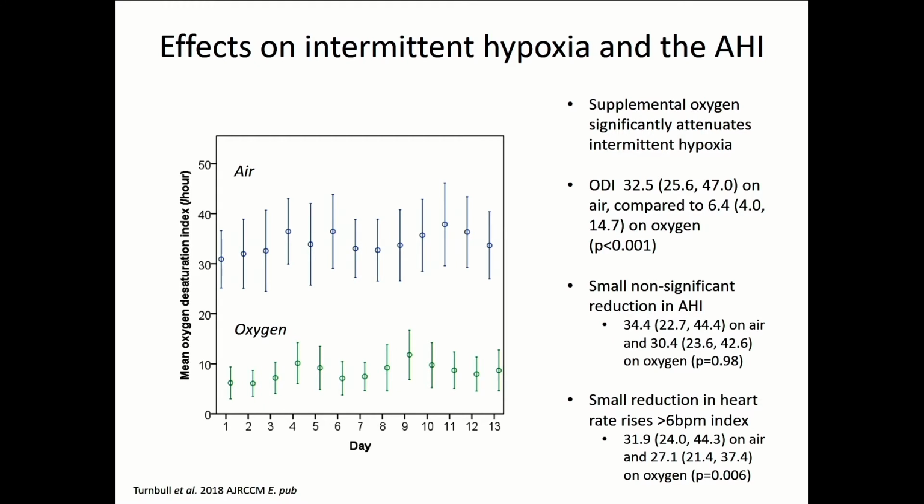However, we only saw a very small, non-significant reduction in the AHI in our study from 34.4 to 30.4. Similarly, we looked at heart rate rises as a surrogate of arousal and saw a small, significant reduction. We think that this marked attenuation of intermittent hypoxia is more likely to be the explanation for the blood pressure effect than this small effect on heart rate rises.